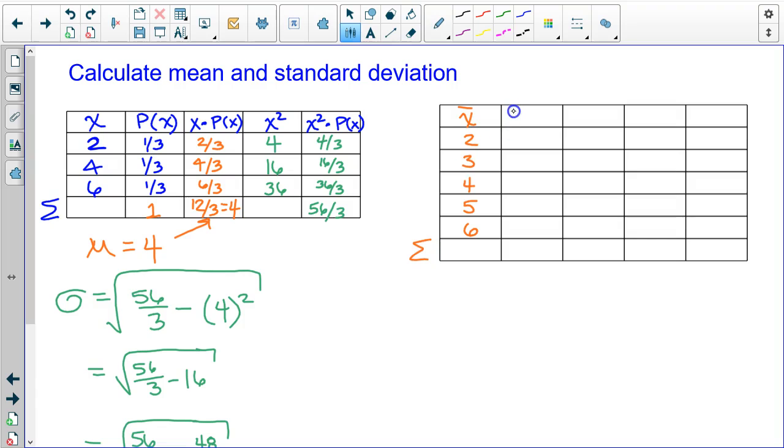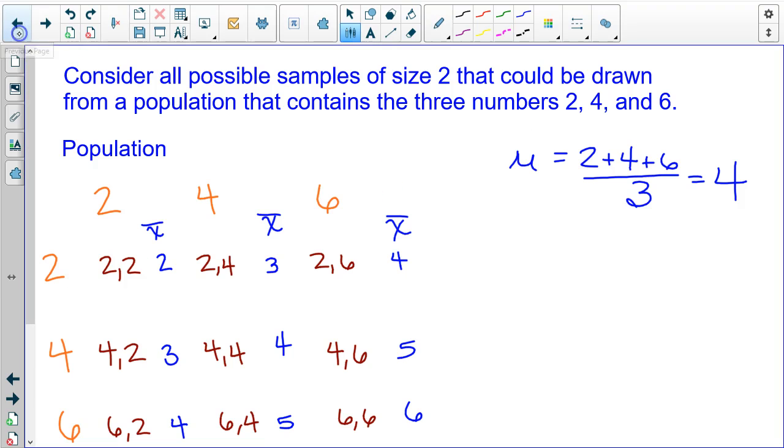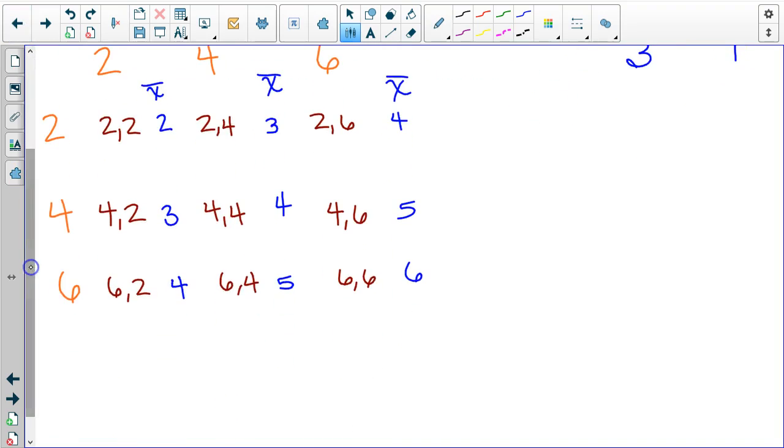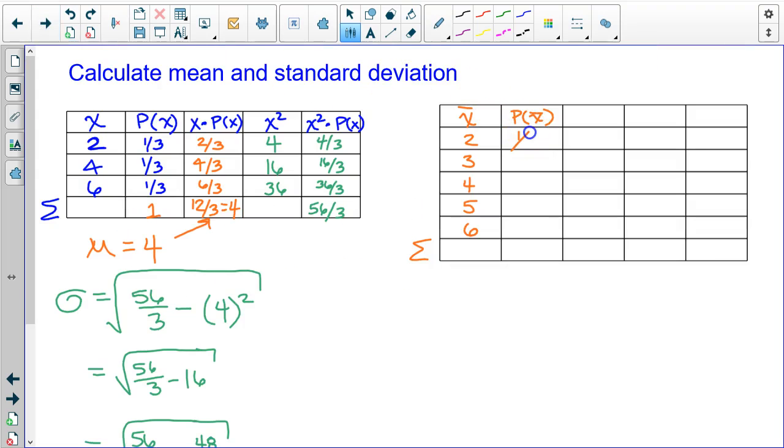Okay, so what was the probability? What's the probability of having a sample mean of 2? One out of 5? It happened one time out of 1, 2, 3, 4, 5, 6, 7, 8, 9. So 1/9. Do you see how to fill out this chart?